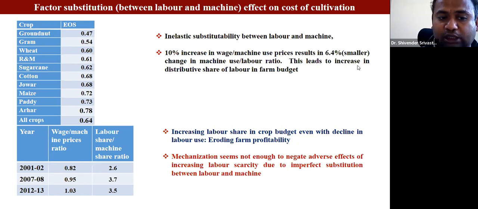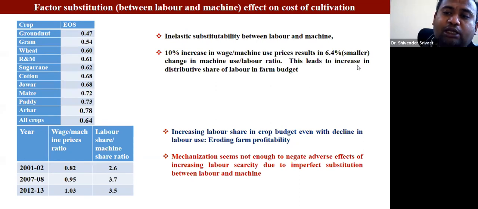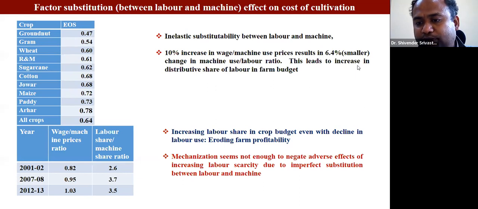Okay, so the substitution elasticity less than one means that if there is a 10% increase in the relative prices of labor and machine, it will lead to less than 1%, I mean only a 6.4% change in the ratio of machine to labor, which in other words will lead to an increase in the share of labor in the farm budget.